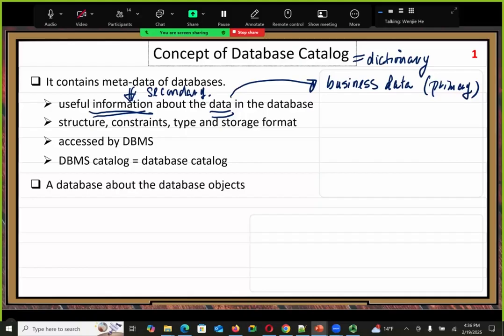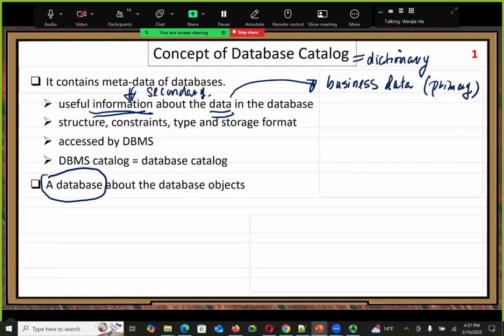Inside the DBMS, how do you manage the catalog? You need to store the catalog information, but in what format does the DBMS store it? It stores the catalog as a database. The specific format of the catalog is just another database, but this database is a special database.